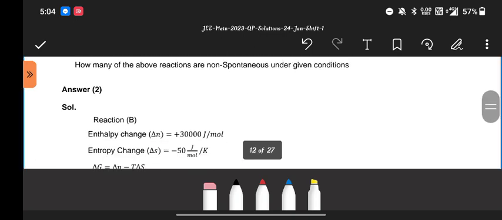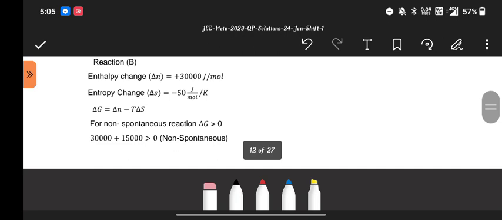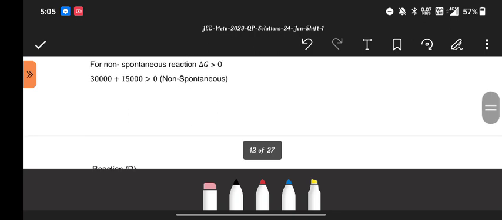So reaction B: enthalpy change ΔH is equal to plus 30,000 joule per mole, entropy change ΔS is equal to minus 50 joule per mole per kelvin, and ΔG is equal to ΔH minus TΔS. For a non-spontaneous reaction, ΔG is greater than 0. So therefore 30,000 plus 15,000 is greater than 0, non-spontaneous.